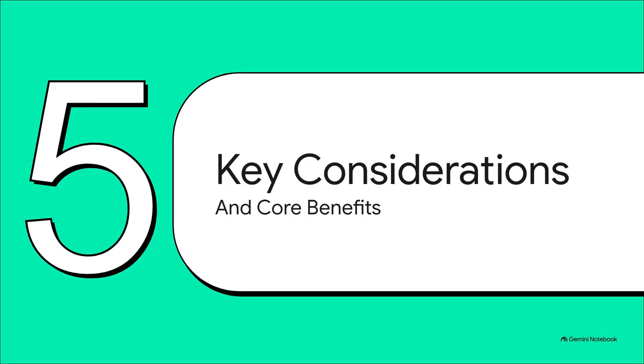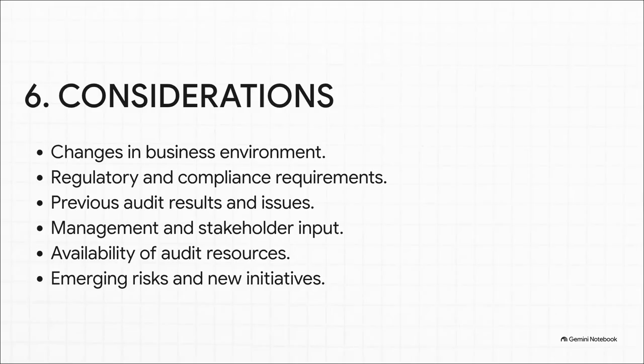Moving right along, let's look at Section 5, Key Considerations and Benefits. Before you even think about finalizing any plan, several huge variables come into play. You have to adapt to business environment changes, regulatory requirements, and emerging risks. You also need to factor in stakeholder input, resource availability, and, crucially, previous audit results. Actually, let's consider that last one for a second. If a specific operations department completely failed a crucial compliance check last year, that outstanding issue must push them straight to the top of this year's action plan. You simply cannot ignore past failures.